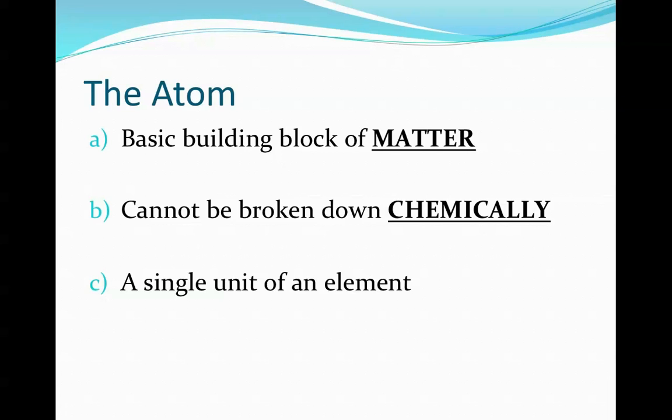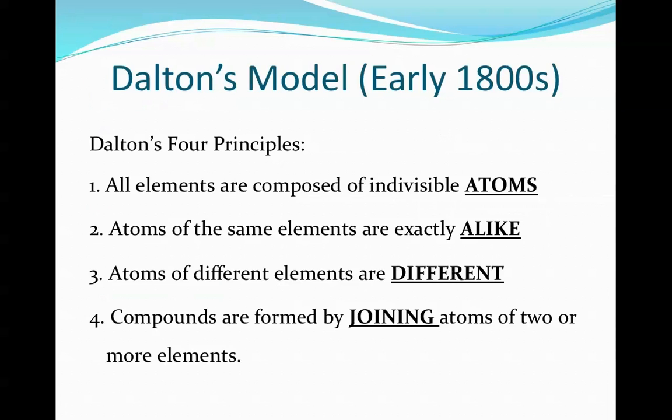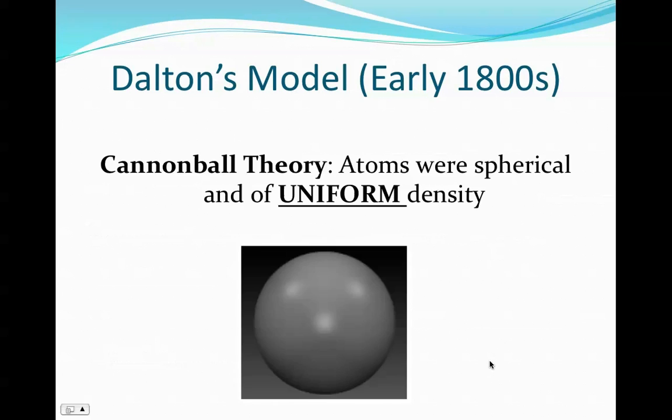So a couple of things to point out is that the atom is the basic building block of all matter. It cannot be broken down chemically, and it's a single unit of an element. So Dalton's model, which you're going to see kind of resembles the idea that Democritus saw, had four principles, and some of these still hold true today. That all elements are composed of indivisible atoms. Atoms of the same elements are exactly alike. Atoms of different elements are different, and compounds are formed by joining atoms of two or more elements. Now, 1 and 2 we're going to see have changed since the early 1800s. However, 3 and 4 basically are true even today.